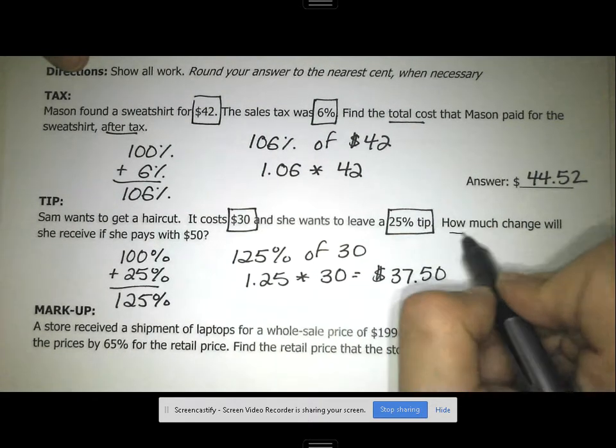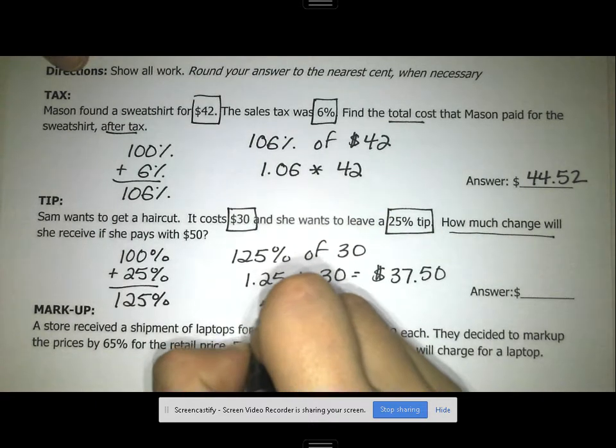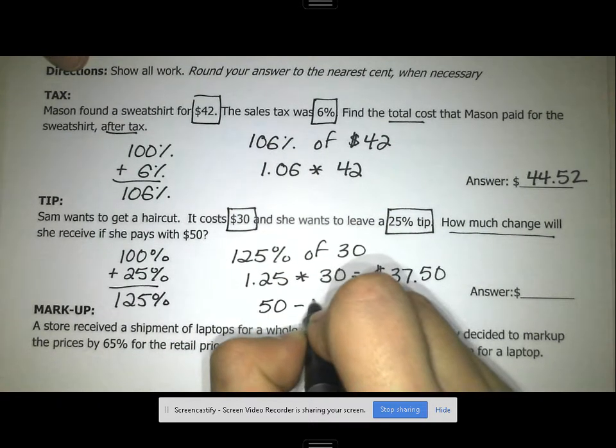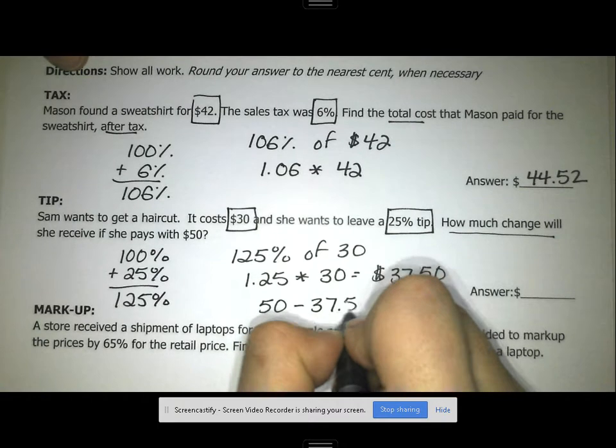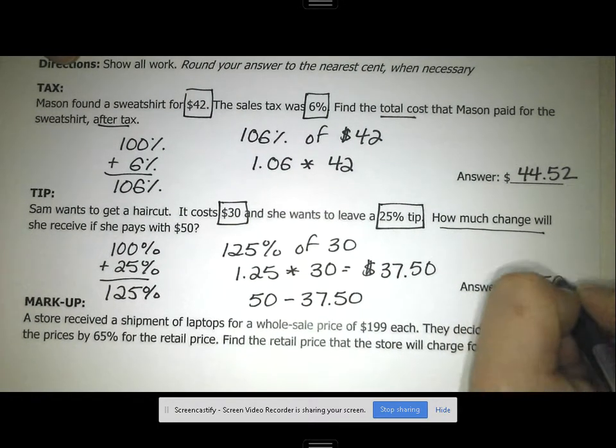But that's not what this question's asking. They're asking how much change will she receive if she pays with a $50 bill. So she pays with a $50 bill and they take away $37.50. They're going to give her back $12.50.